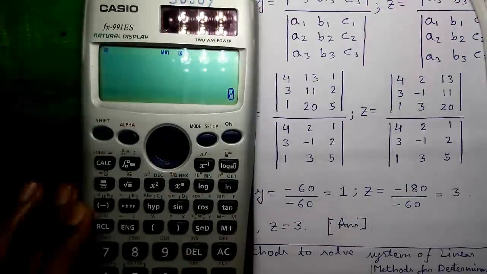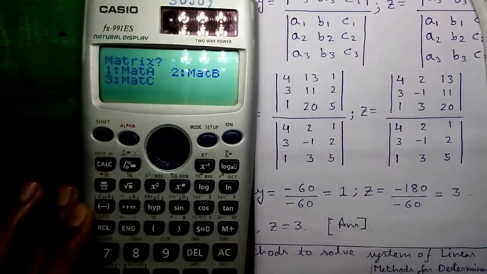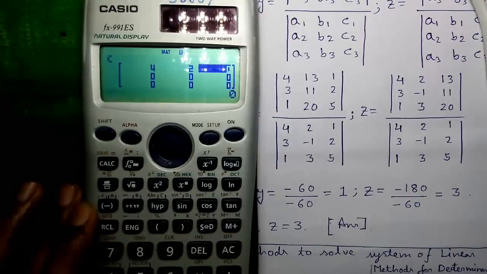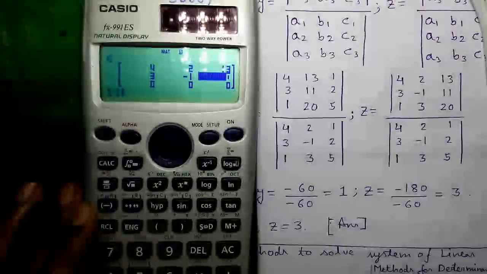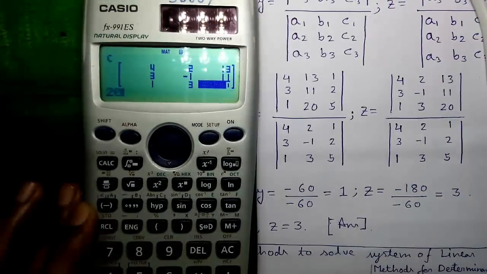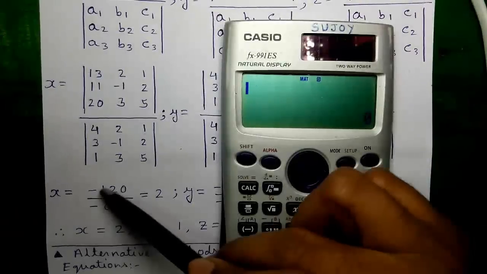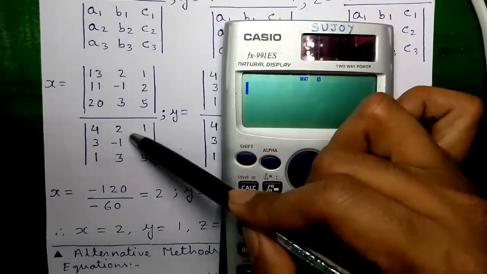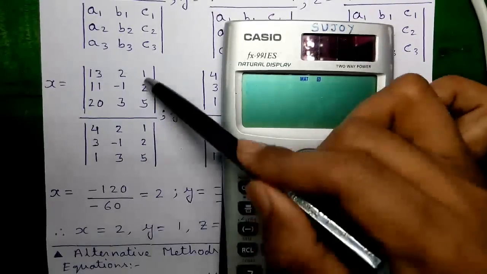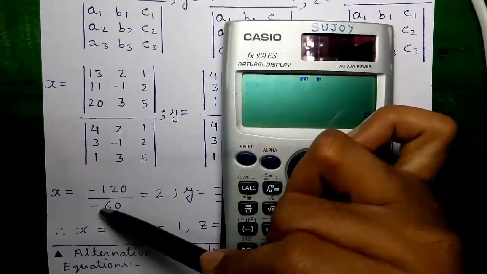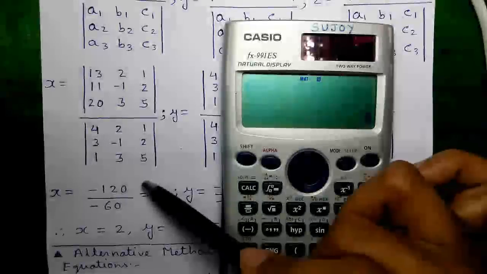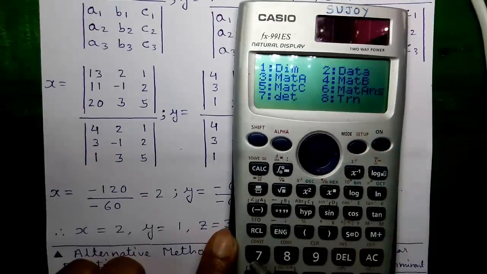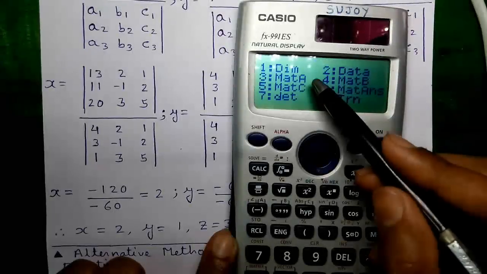Similarly, the denominator will be same for the three matrices. But here in y, the second column, that is the y column, will be replaced by the d column. So instead of b1, b2, b3, we write d1, d2, d3. And the a column and the c column will remain same as in the denominator. Next, for z, the third column, that is the z column, will be replaced by the d column. So in place of c1, c2, c3, we'll write d1, d2, d3. And the a column and the b column will remain same as in the denominator. It's very easy. Let's do the practical.